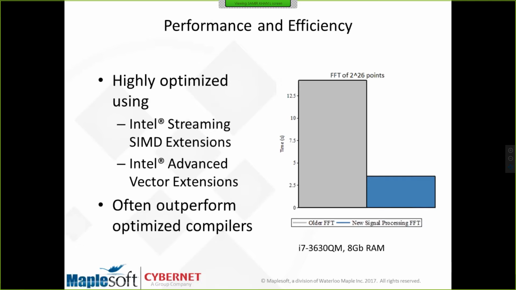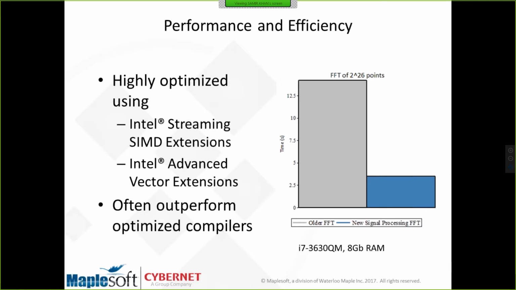Here's a benchmark. So let's say that we're calculating the FFT of a large data set. In this case, it's 2 to the power 26 data points. That's about 67 million, I think. Maple's older FFT function would take maybe 13 or 14 seconds. Maple's newer FFT function, introduced I think a couple of versions ago, takes a quarter of that time, 3 or 4 seconds. And we're making performance gains like that throughout the Maple system.